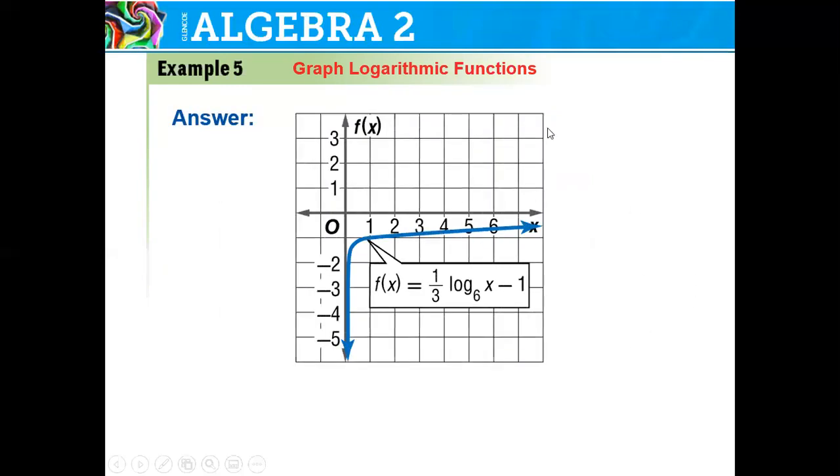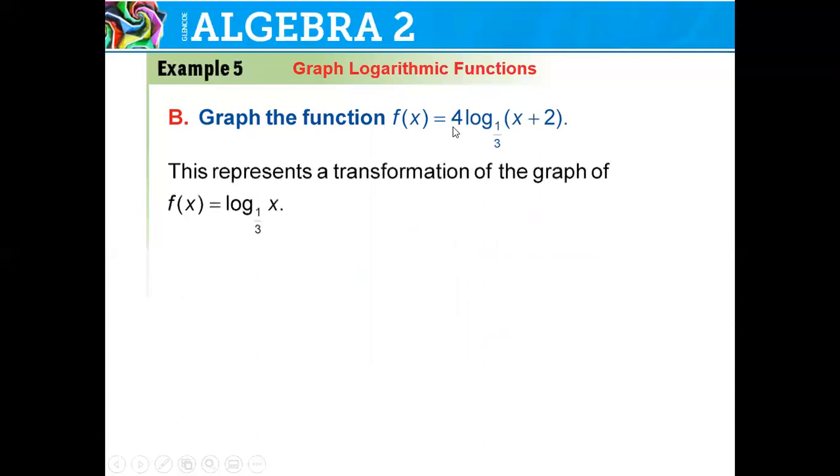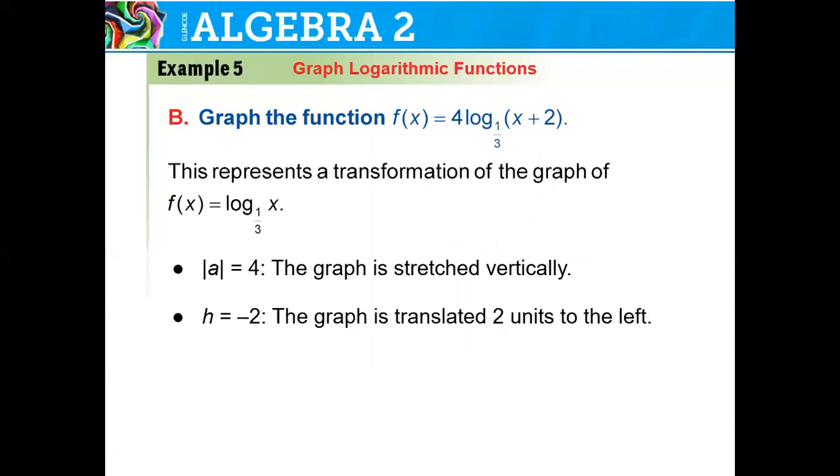You will end up with this graph. Again, this is another function that we need to graph. Here, I have a equal to 4, which means it's greater than 1, so it's stretched vertically. Again, I have h equal to negative 2, so I'm going 2 units to the left. And I don't have a k, so k is 0.